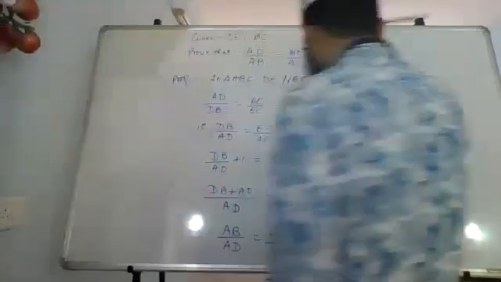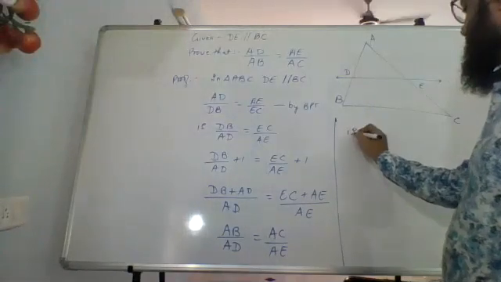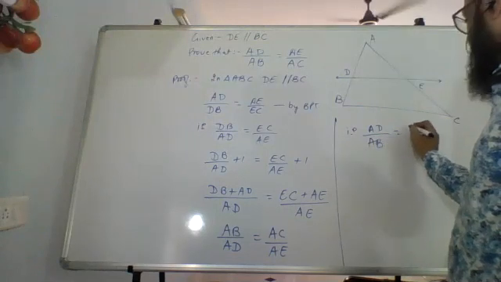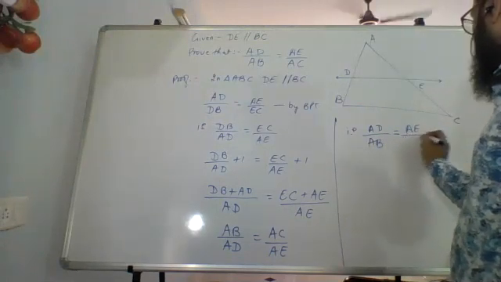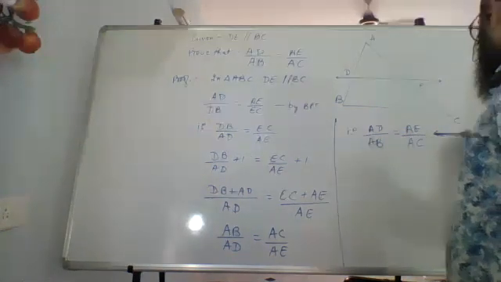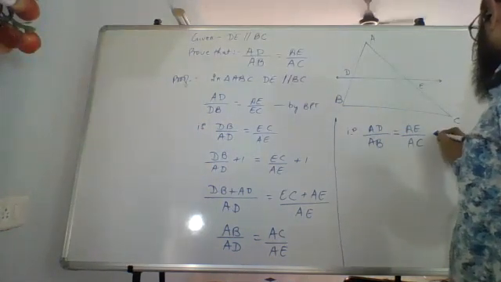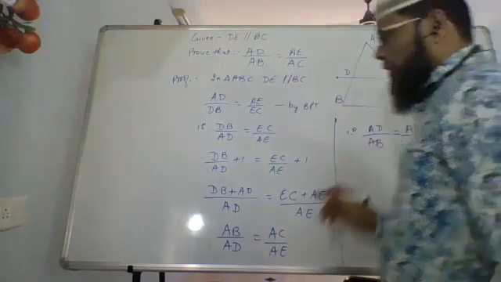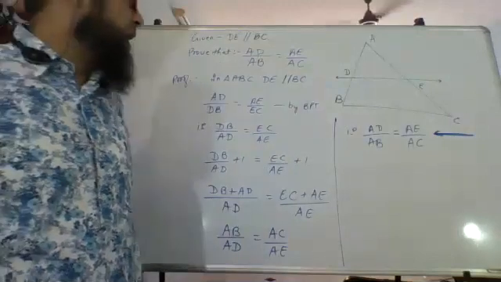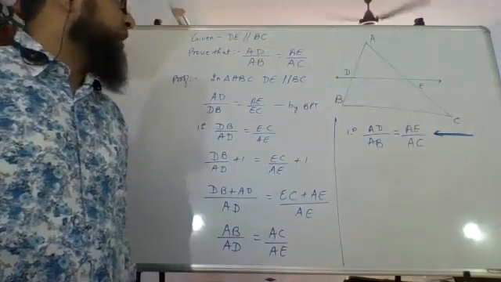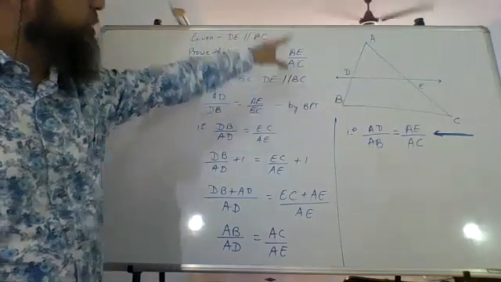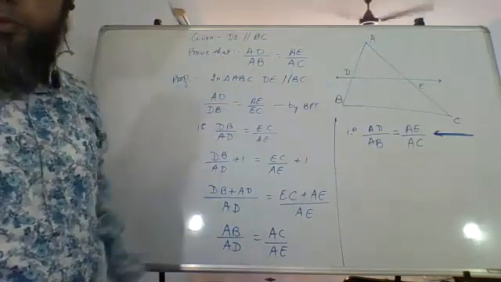Again, take the reciprocal of that. That is AD upon AB equals AE upon AC. That is what we have to prove. Okay, so now this you can directly use. If in a sum you are given AD, AE, AC, and they ask you to find the full AB, you don't have to find first DB, then add them. You can directly use this property.